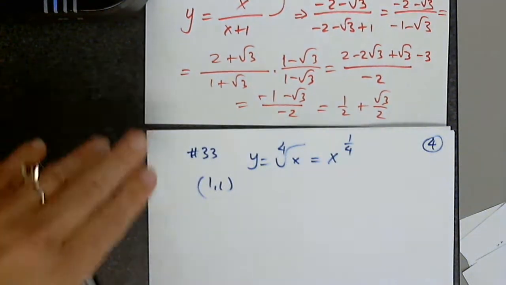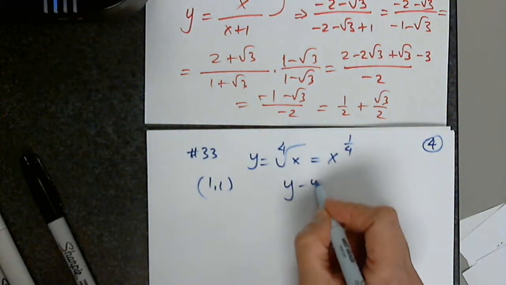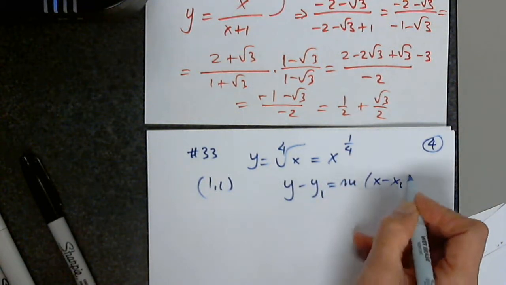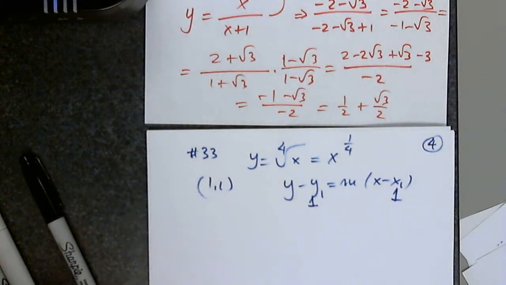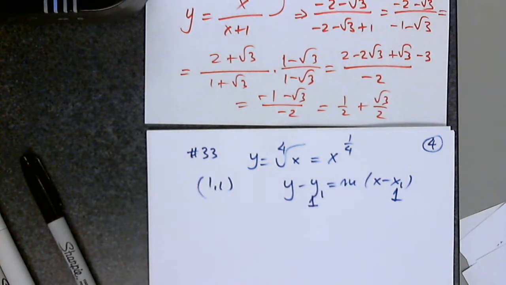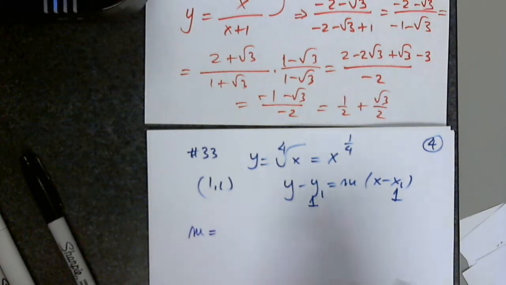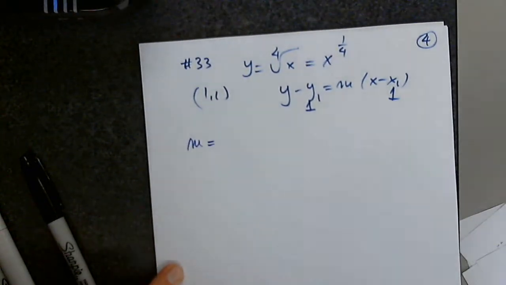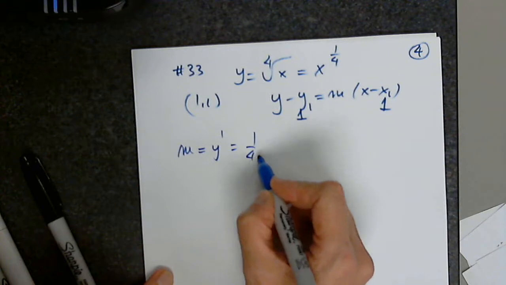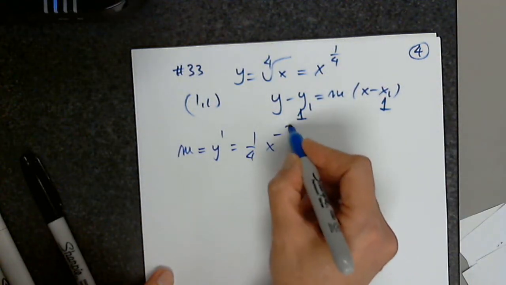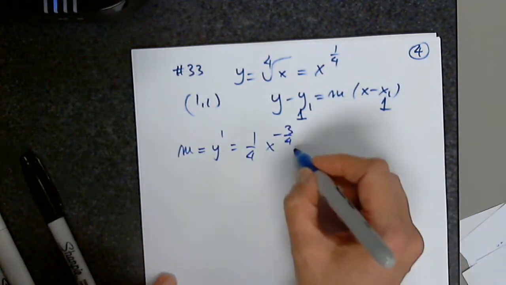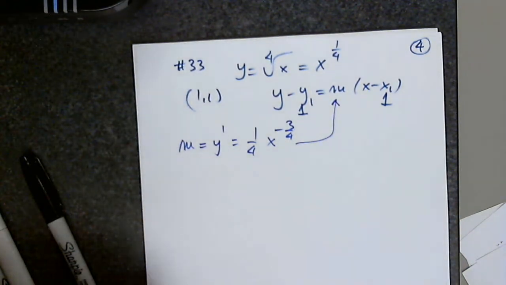So what do I have to find? So the equation of a tangent line will be y minus y1 equals the slope times x minus x1, where I have x1 and y1. What am I missing here? In order for me to determine the equation, I have to determine one more thing, which is the slope. How do I find the slope? Y prime. So the slope is y prime. So this will be 1/4 x to 1/4 minus 1, which is negative 3/4. But this has to be a number. How do I get that number?